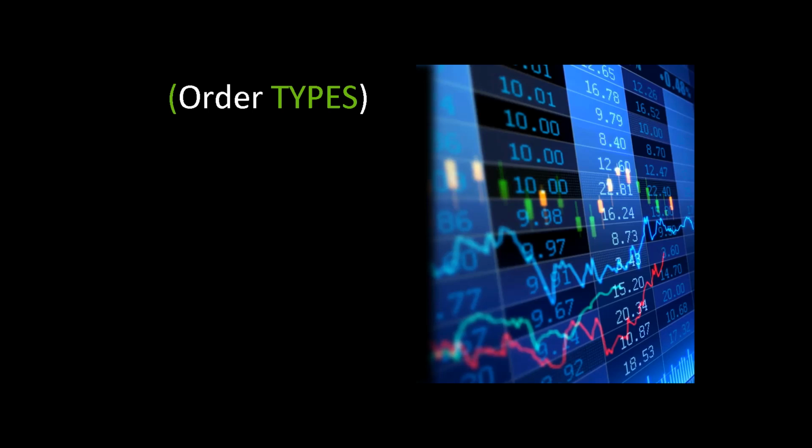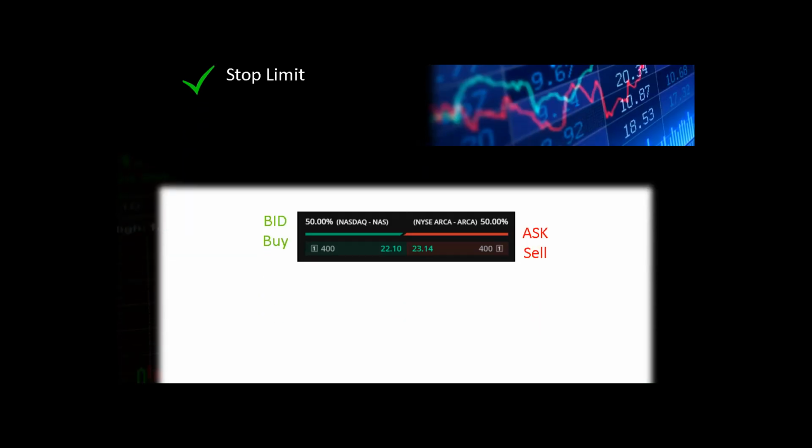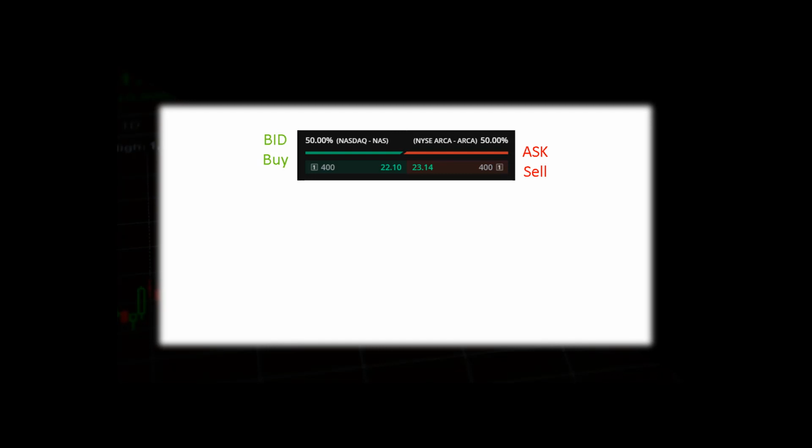We are going to be talking primarily about 4 order types that you will see on Webull. These are the market order, the limit order, stop order, and stop limit. It's important first to understand how these orders are interacting.